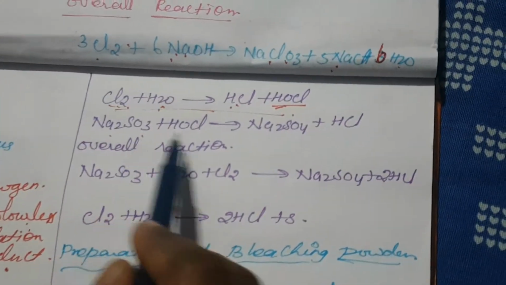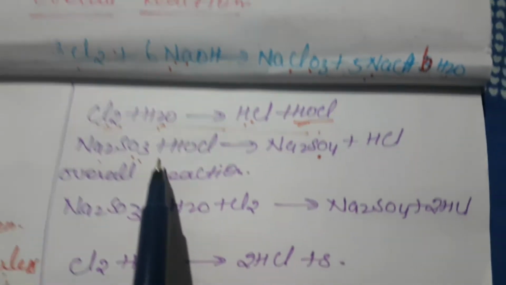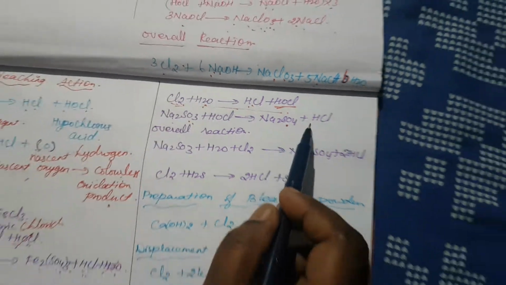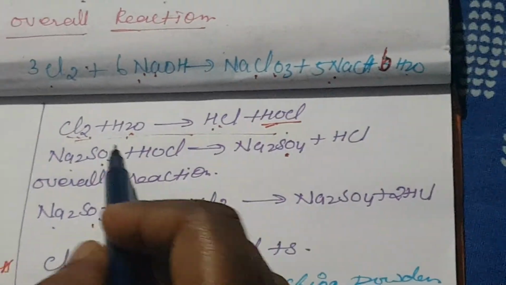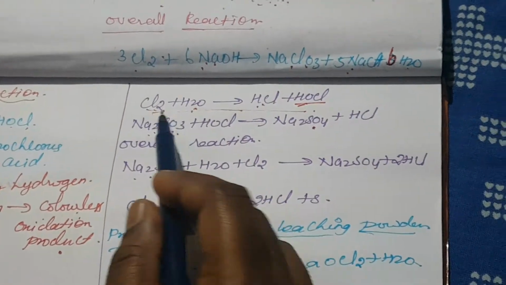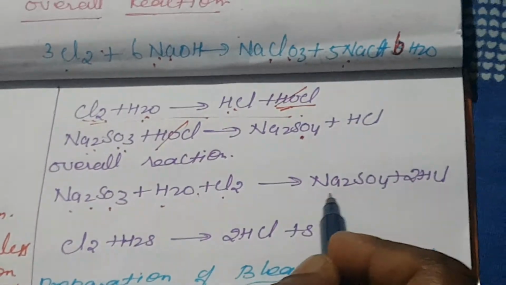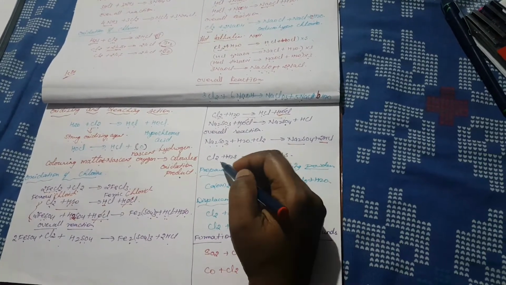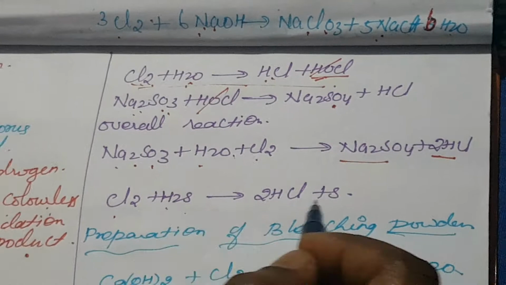Then sodium sulfite is converted into sodium sulfate. Overall reaction: sodium sulfate. So here 1 molecule of sodium sulfate, then 1 water, then chlorine and hypochlorous acid cancel, then sodium sulfate and 2 molecules of HCl. So then again, chlorine oxidizes hydrogen sulfide into sulfur.